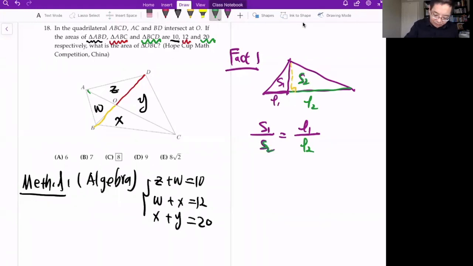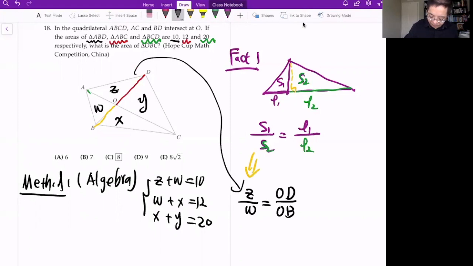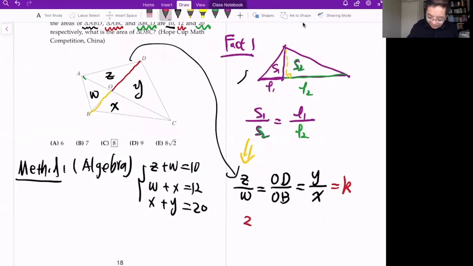All right, so based on this, it implies Z over W is the same as OD over OB, right, from here. And this equals y over x, right? So we just apply this fact to two pairs of triangles. Now, for convenience, we can let this ratio be k.